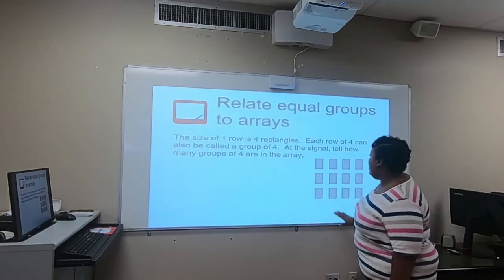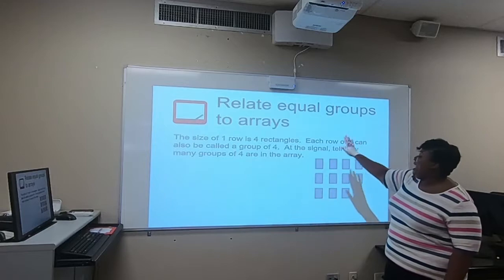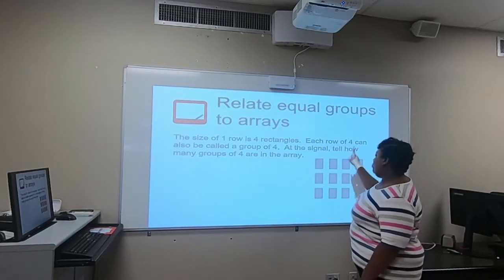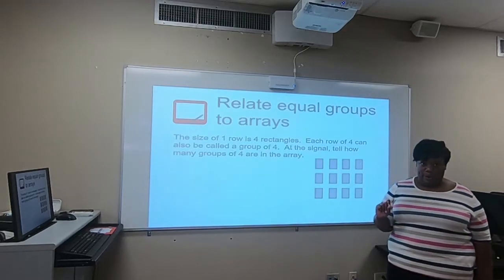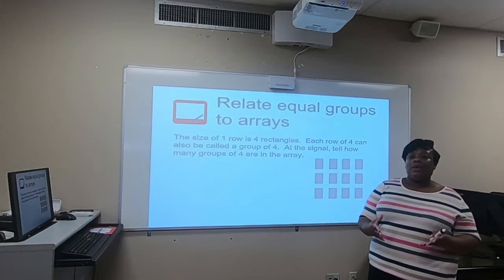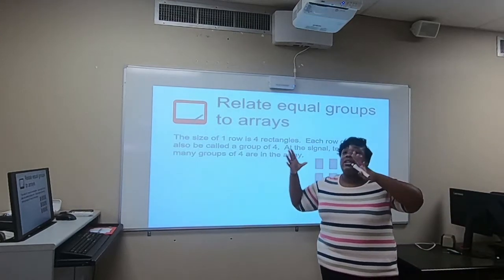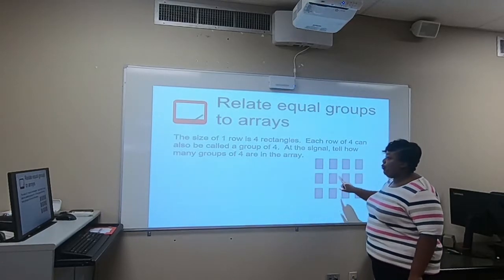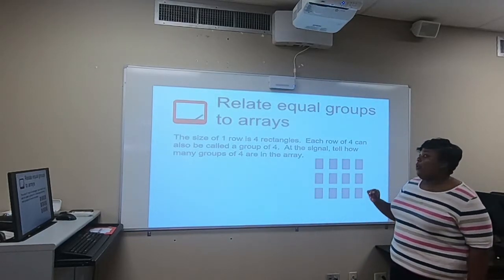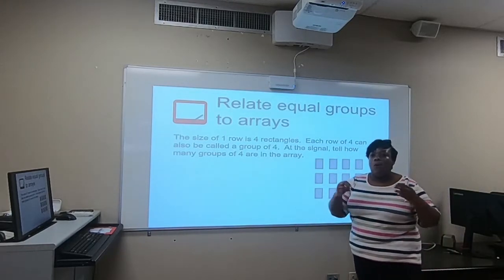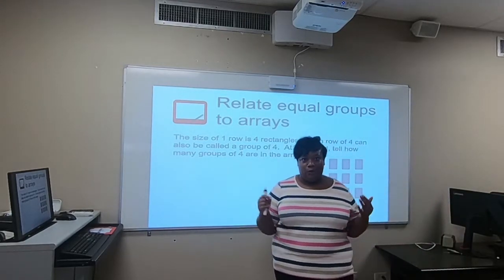So if I'm looking at this row, I can rename this row when we're talking about multiplication. This row is also a group, okay? So how many groups do I have in this array? When I'm talking about groups, I'm still talking about rows. They're the same thing. So I have 3 groups. We can also say the size of each group is 4. Why do you think I'm saying the size of the group is 4?